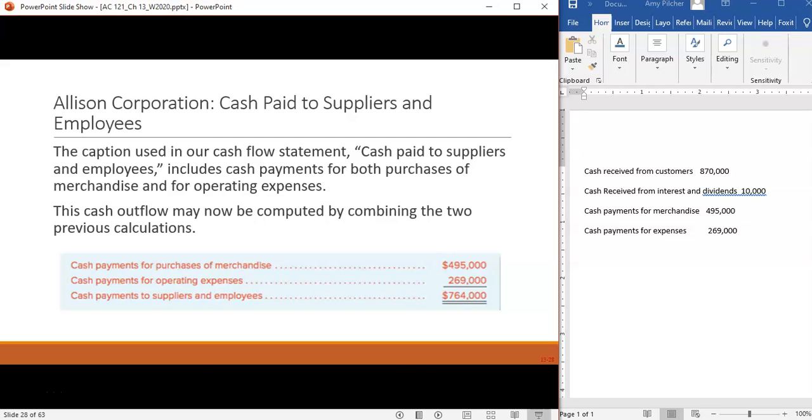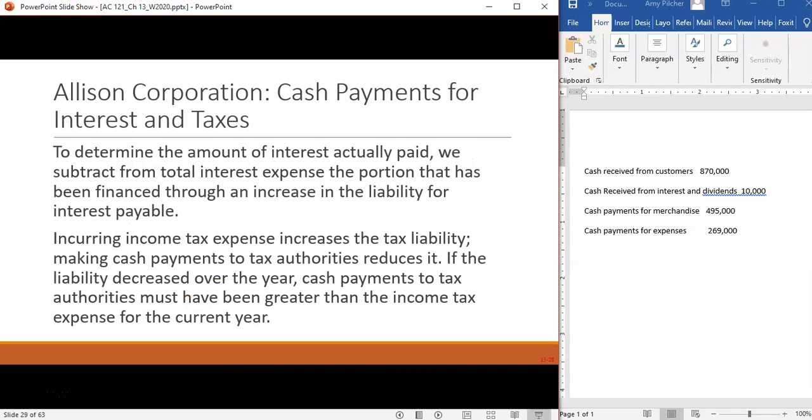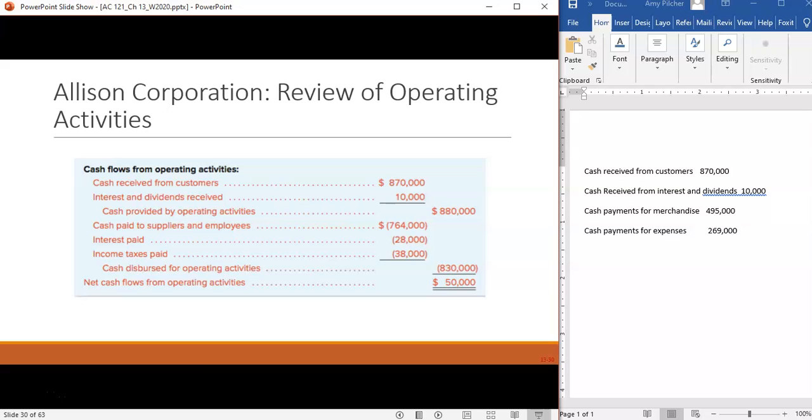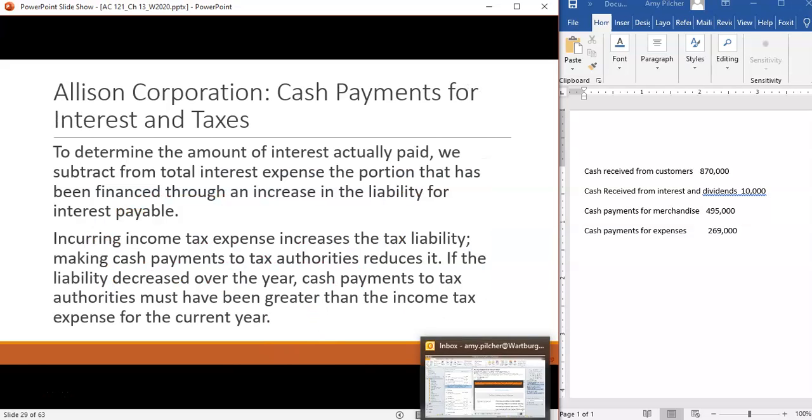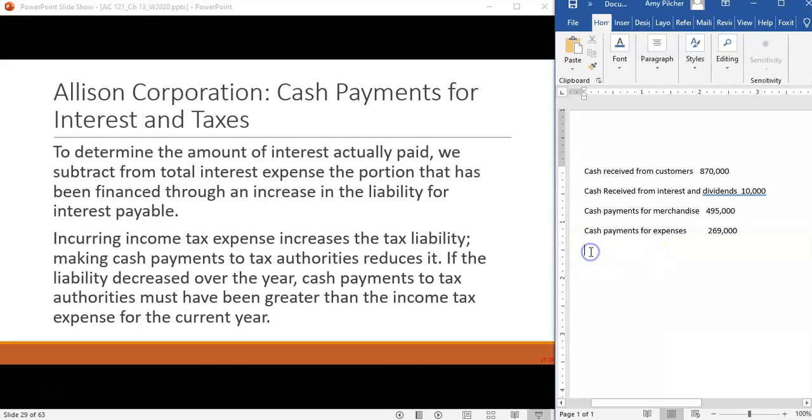So here we have our cash payments for supplies and merchandise, or for merchandise, which we already calculated, and then cash payments for expenses, which we also calculated. We can add those together to be cash payments to suppliers and employees on our statement of cash flows. The next cash payments we're going to look at are cash payouts for interest and taxes. So this is our interest expense and our income tax expense. We're going to look at the expenses on the income statement, and then we're going to look at any changes in our liabilities account. So if we look at this, first we'll look at our cash payments for interest and expense and taxes.